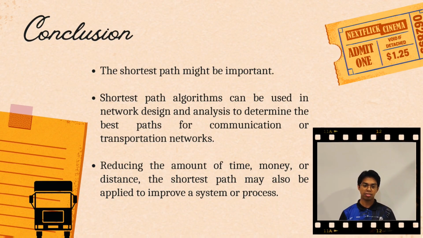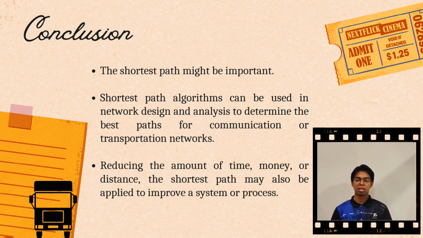As a result, it takes the truck 122.1 kilometers to deliver the ice cubes to all 19 locations, costing 21 ringgit and 98 cents in total for diesel. In situations where there is a need to get there quickly, the shortest path might be important. Shortest path algorithms can be used in network design and analysis to determine the best path for communication or transportation networks. By reducing the amount of time, money, or distance needed to get there, the shortest path may also be applied to improve a system or process.